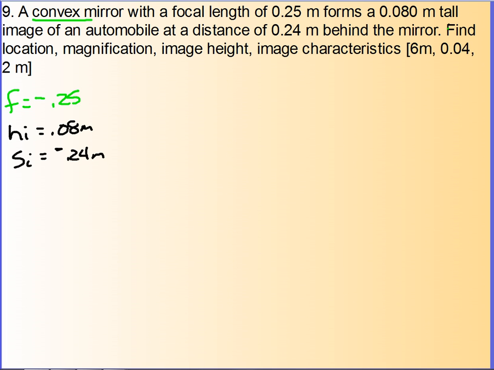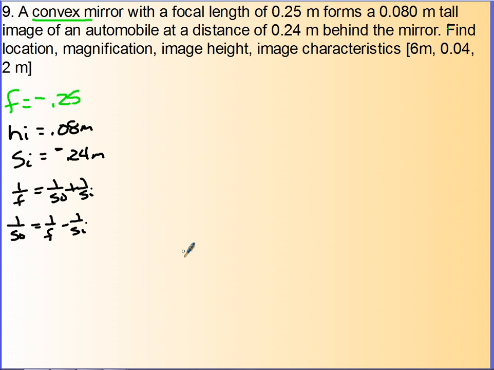Find the location, orientation, image height, and image characteristics. Okay, so basically we need to find everything. So 1 over f is 1 over SO plus 1 over SI. The first thing you always have to find is the object distance, or the image distance, or the focus. That's where you have to start. So 1 over SO is what we're looking for. It's 1 over f minus 1 over SI.